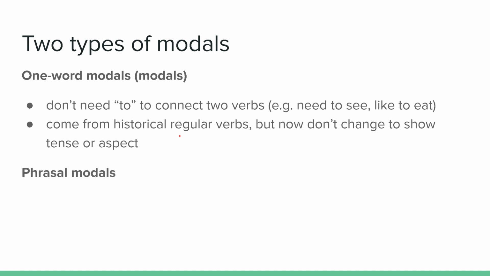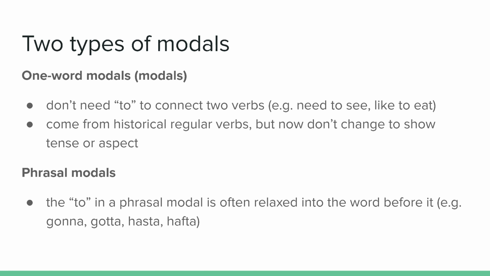Okay. But we also have phrasal modals. A phrasal modal is very similar to a modal verb, but it's more than one word. So it has 2 or 3 words in it, and they often have the word to, right? They often have the word to at the end.